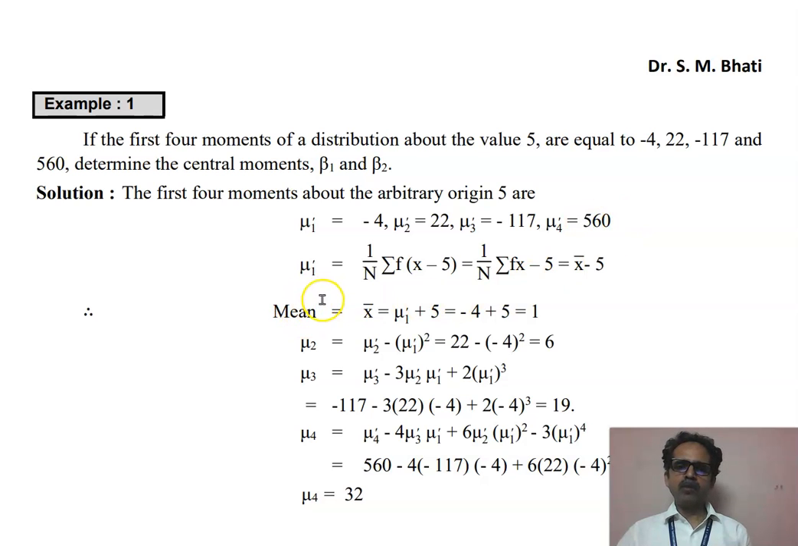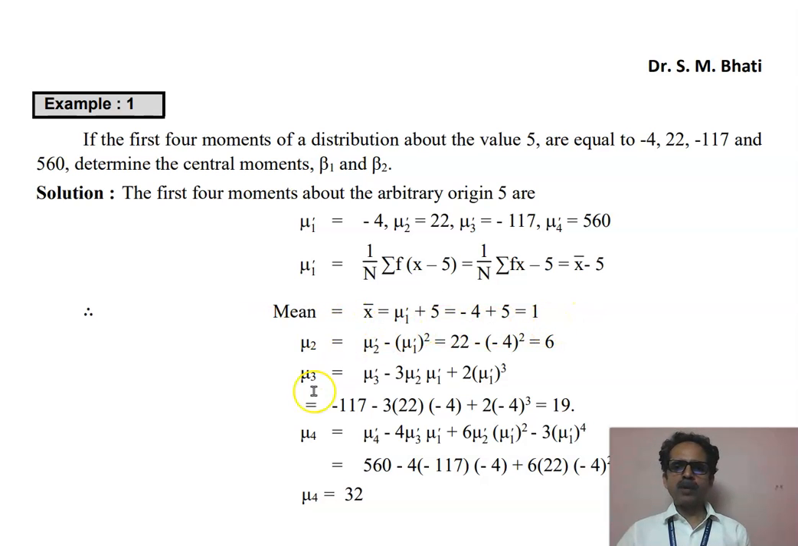Now we know that mu1 dash is 1 upon n summation f into (x minus A). A is 5, as I said. So this becomes 1 upon n summation f(x minus 5), that means x bar minus 5. So the mean x bar is equal to mu1 dash plus 5, that means -4 plus 5, which becomes 1. So we have a mean of 1 here.